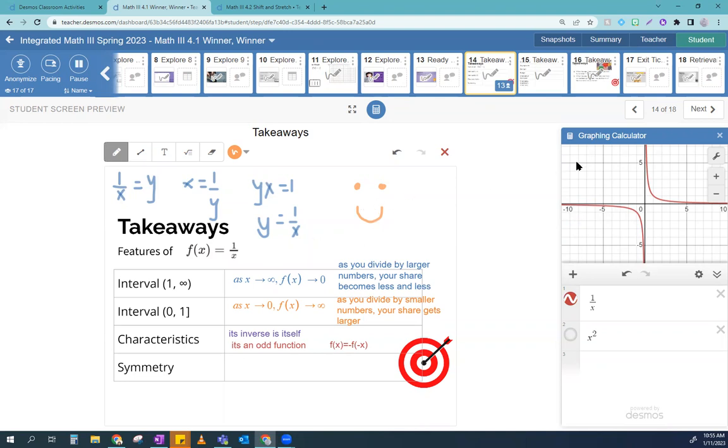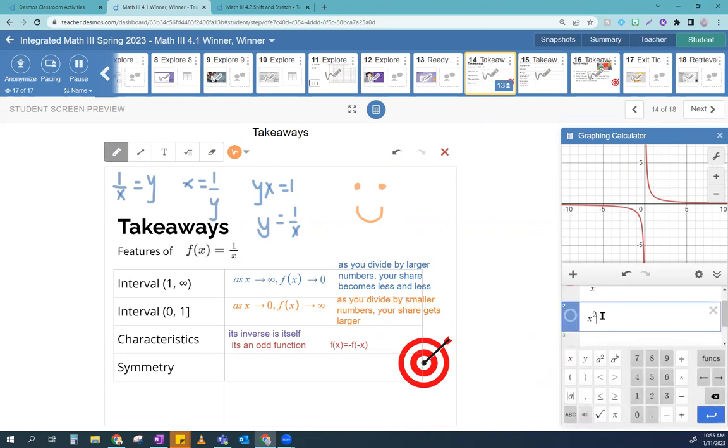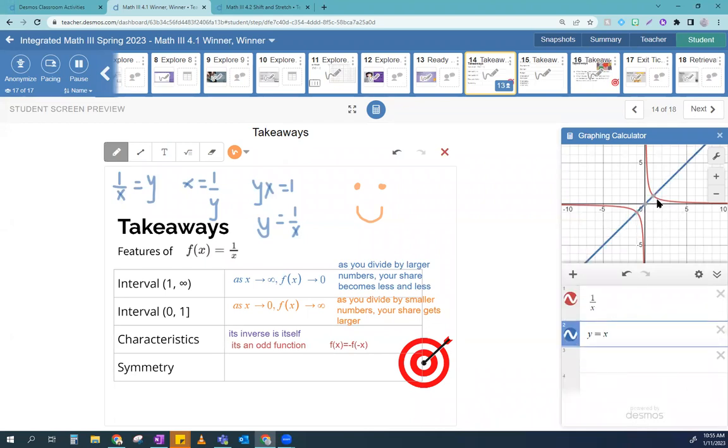Okay, so symmetry. Does this guy have symmetry? And you guys would all say yes or no. Yes or no? Yeah, because I could fold it, right? There's a couple different places I can fold it, which I think is interesting. I could fold it this way, right? Like if I take the line y equals x. Okay, if I take it and fold it along this line, do you see how it works? So yes, there's symmetry.